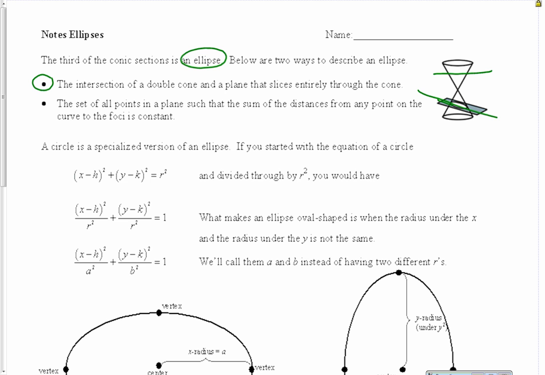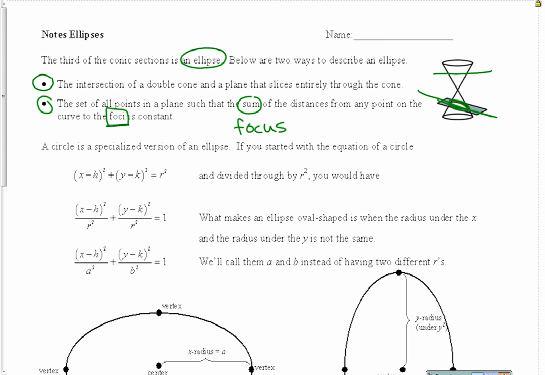But if we slice anything that would hack off the whole top of the cone, then the piece that's left would be an ellipse shape. So a circle is a specified ellipse. As far as the locus of points, or the set of all points, it's the set of points in a plane such that the sum of the distances from any point on the curve to the foci is constant. The singular is focus, but we don't say focuses, we say foci. So an ellipse is going to have two focus points, or two foci, okay?